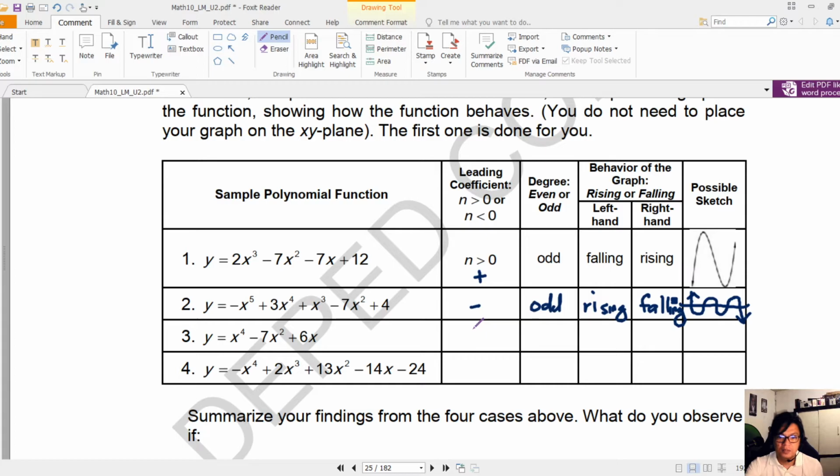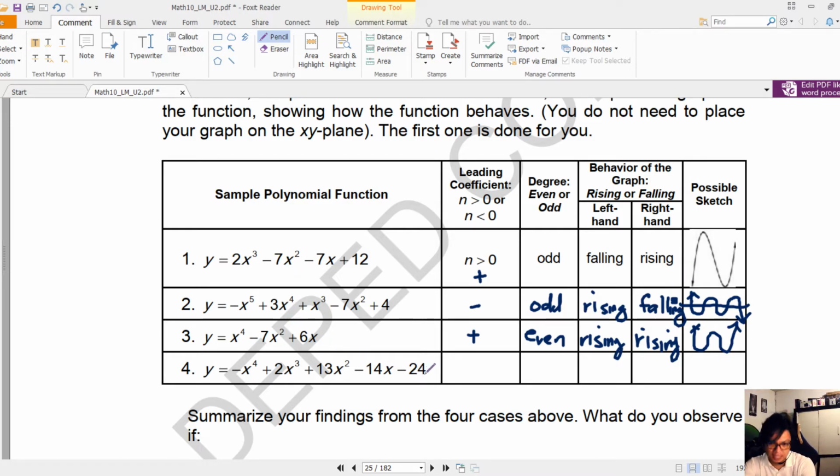Okay, next one. This one. What's the leading coefficient here? It's positive. So, it's even. So, the behavior of the graph is rising, rising. So, gagawin ganito siya. Parang W. So, parang W siya. It touches the x-axis 4 times kasi degree niya 4.